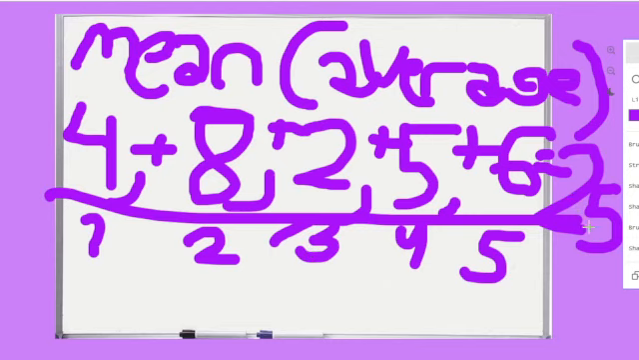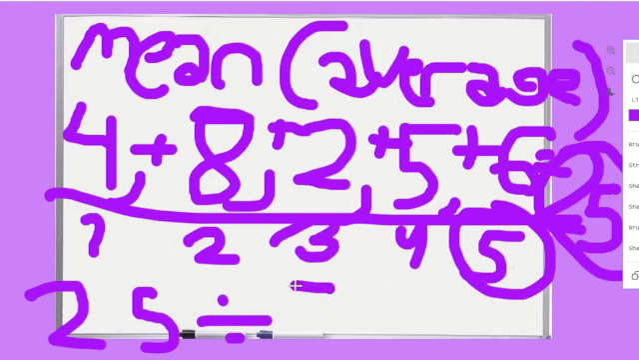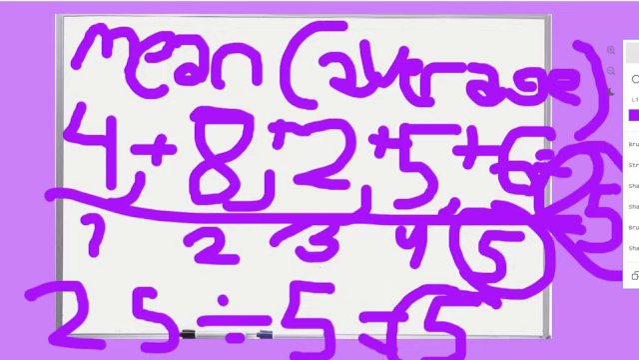And we're going to divide this number by that number. So 25 divided by 5 is equal to 5. I hope I got that right. Continue watching the video. And yes, it's correct. The average is 5.